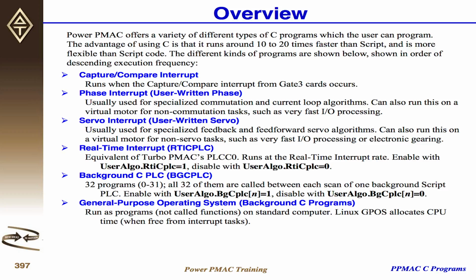Oh, and the background CPLCs are enabled and disabled using useralgo.bgcplc bracket PLC number equals 1. Note that background CPLCs need to be numbered, not named. There's no way to name your background CPLC, so you need to keep track of that.